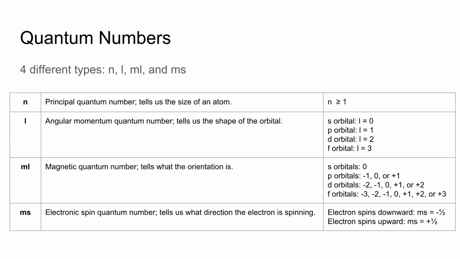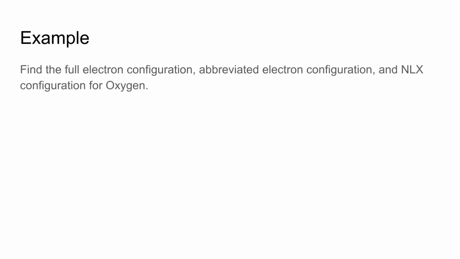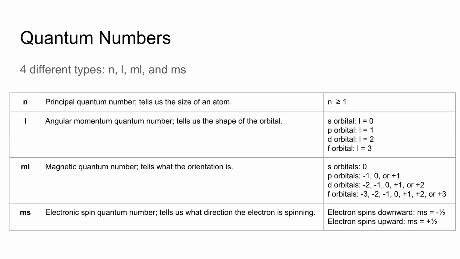And finally, we have the ms number, which is the electronic spin quantum number. This tells us which direction the electron is spinning. Electrons can spin in 2 directions, upwards or downwards, and we use 2 numbers to represent this. We can use -1/2 to represent the electron pointing down, or if it's pointing up, we use +1/2 to represent this. And for the spin, you always look at the last electron you fill out in your orbital diagram.